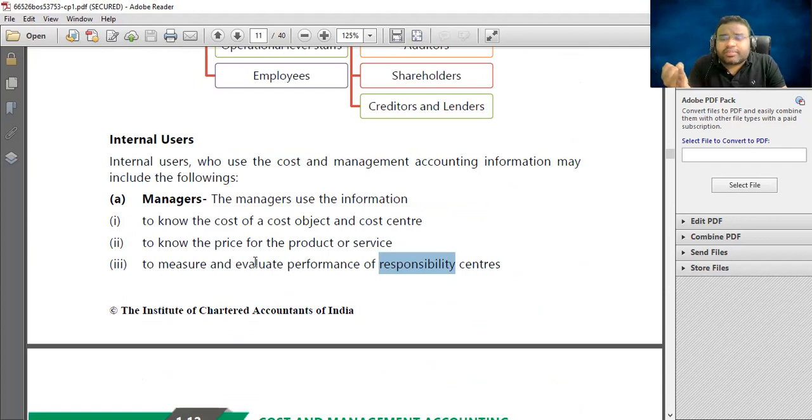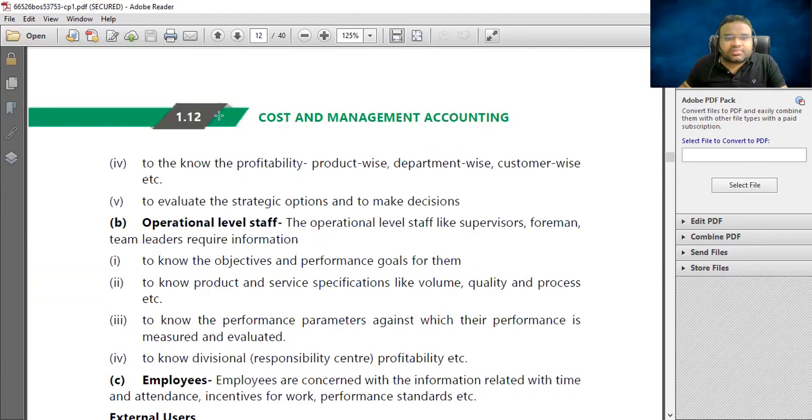Evaluation of a cost center: comparing standard cost with actual cost. Evaluation of a revenue center: comparing budgeted revenue with actual revenue. Evaluation of a profit center: comparing budgeted profit with actual profit. Evaluation of an investment center: comparing budgeted return on investment with actual return on investment. To know the profitability product-wise, department-wise, and customer-wise, to evaluate the strategic options and to make decisions like shut down or continue, etc.